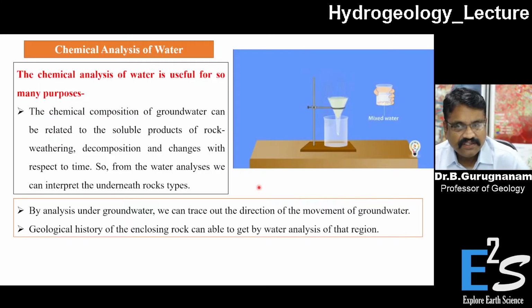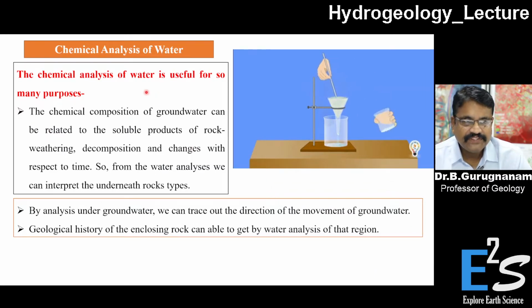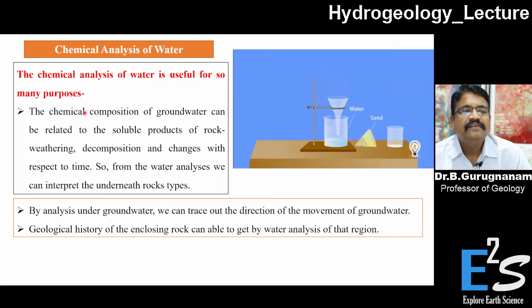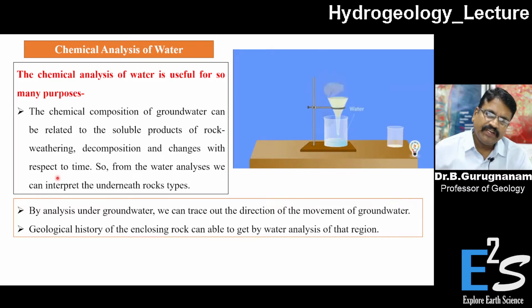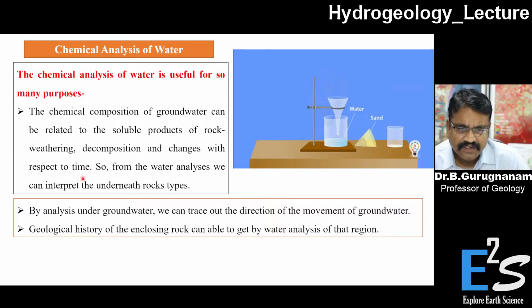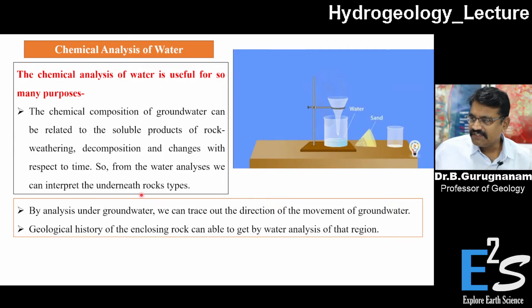Now let us discuss the various parameters of the physical characteristics. It has many uses, as I said. This can be related to soluble products of rock weathering, as I said, the geogenic source. Decomposition changes with respect to time. How long the water stayed in a particular rock also decides the chemistry of water. The water analysis can be interpreted better by a hydrogeologist, as he knows the mineral characteristics, rock characteristics and the water characteristics.